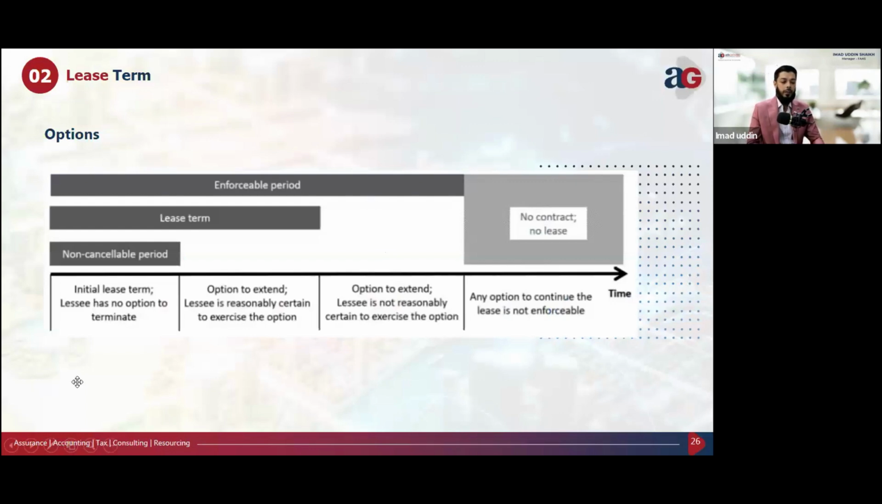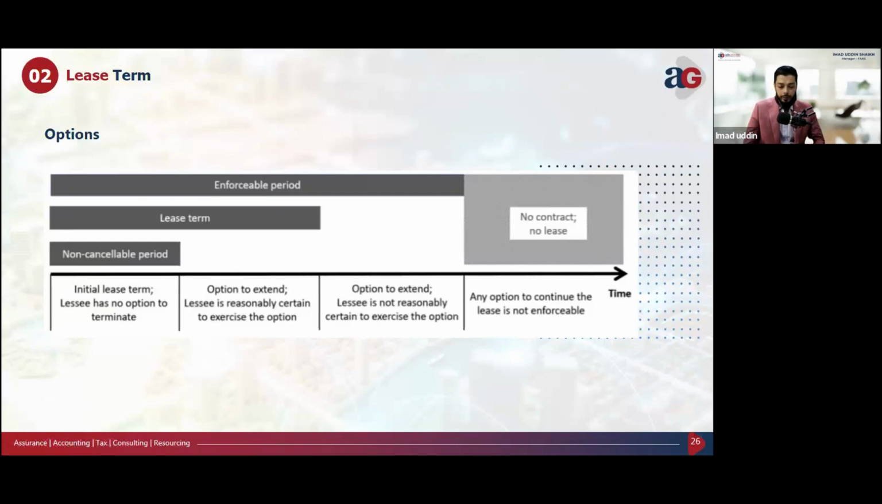So let's say the initial lease term for which the lessee has no option to terminate the lease is until here. Now, lessee has an option to extend the lease until here, right? But the lessee is not reasonably certain to extend the lease until point 3. Lessee is only reasonably certain to extend the lease until point 2, right? So the lease term in this case would be until point 2, and this extension option's limit is within the enforceable period.